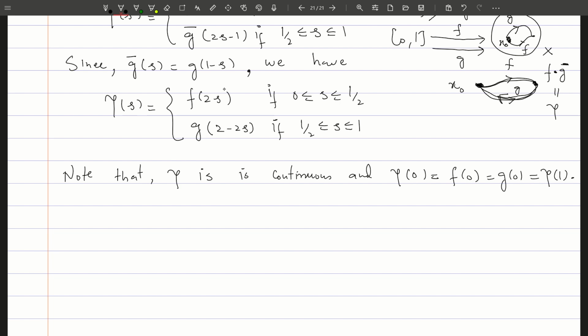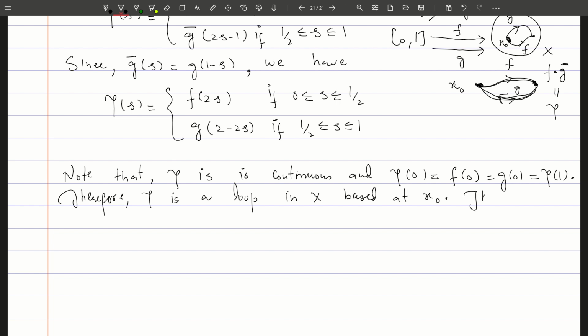So therefore gamma is a loop, so it's a loop in x based at x naught. Now we can invoke the path lifting property here to get a lift of this gamma.